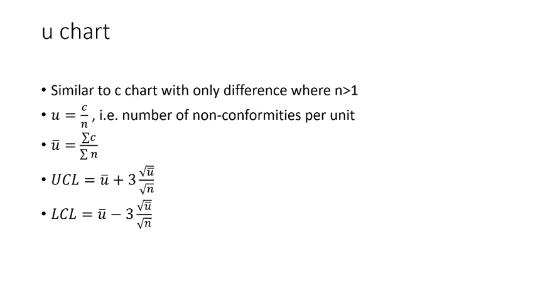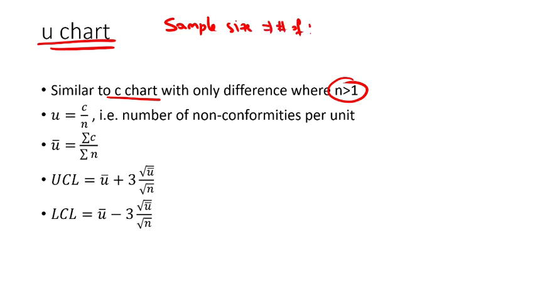Hello everyone, and this is the final recording on attribute charts, called the U chart. The U chart is similar to the C chart, with the only difference being that n is greater than 1. If you remember, the sample size n means the number of parts in a sample. That was 1 for the C chart, and now n is greater than 1 for the U chart. That's the only difference.